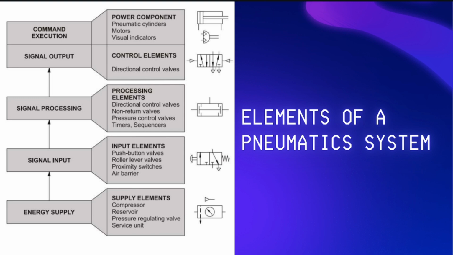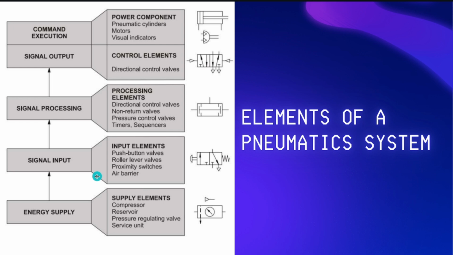So for the context, saan nga ba makikita ang mga directional valves sa pneumatic system? So we have here the elements of a pneumatic system. So of course, we have yung supply, input, process, and output. Sa supply, dito natin makikita yung compressor at air service unit. Sa input, dito natin makikita yung mga push buttons, sensors, and proximity switches. And then sa process, dito natin makikita yung mga directional valves, pressure and control valves, timers, silencers, and sequencers. And then for our output, we have yung mga cylinders natin.